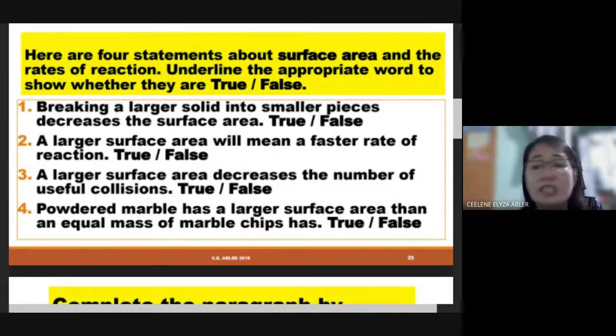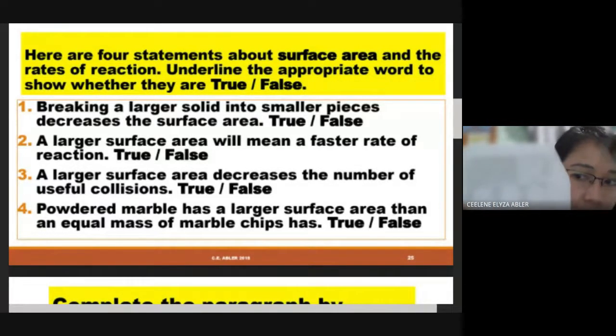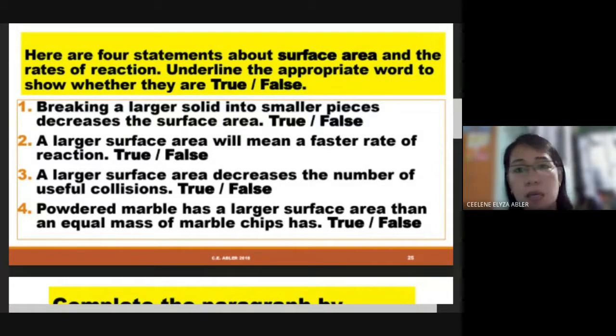Collisions are graphed in your modules, on page 4. Okay, so not everybody can see. Sorry, our camera is not good. We are not using a MacBook.